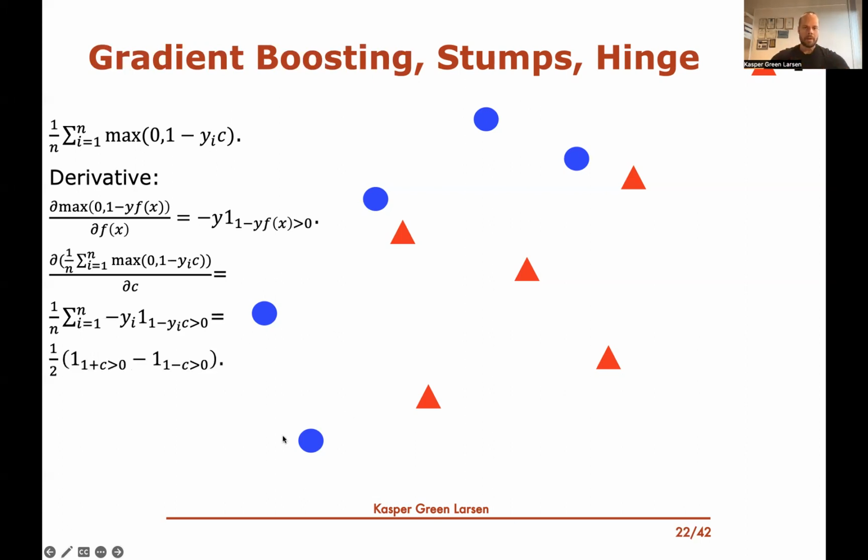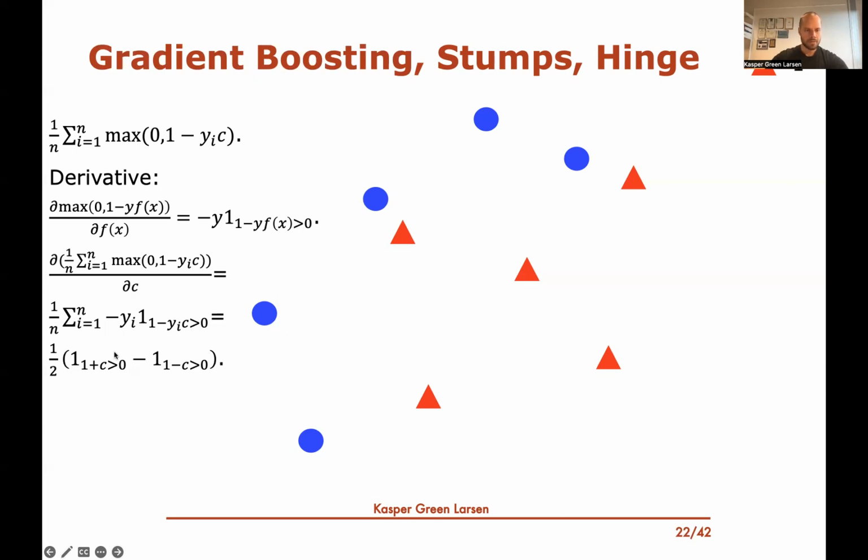So there are 5 points here that have a label of +1, and there are 5 points that have a label of -1, which means that half of all the terms have a label yi that is 1, and half of the terms have a label that is -1. So for the terms that have a label of -1, we have minus times -1, that's a plus, and then the indicator for whether 1 plus c is greater than 0. So that's the term we have here.